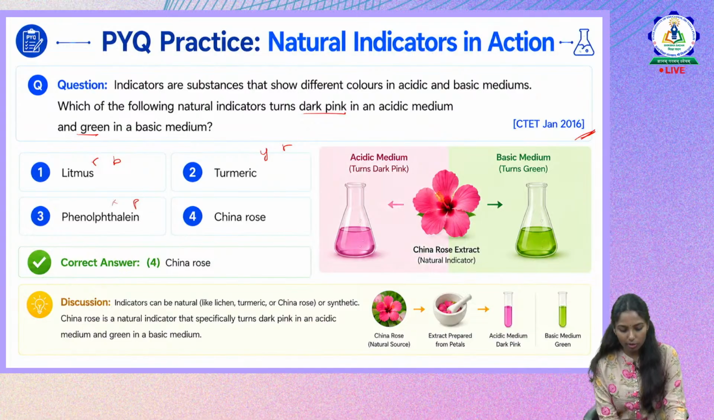So see, if all these options are going through. Here in basic medium it is not green, so we can eliminate this option also. We can eliminate even turmeric also. We can eliminate even litmus also. So we are left with China rose.